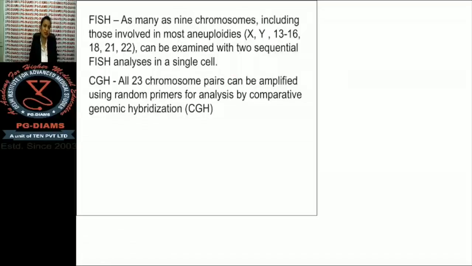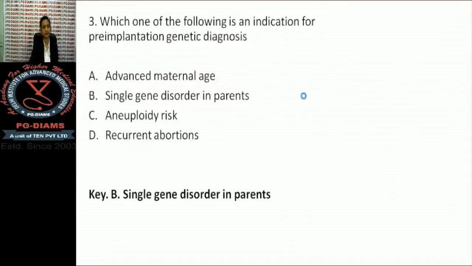The tests you do are FISH and CGH. With FISH, you can identify aneuploidies of XY 13, 16, 18, 21 and 22, while CGH, comparative genome hybridization, will screen the entire chromosome. But this takes time. CGH is a longer procedure.